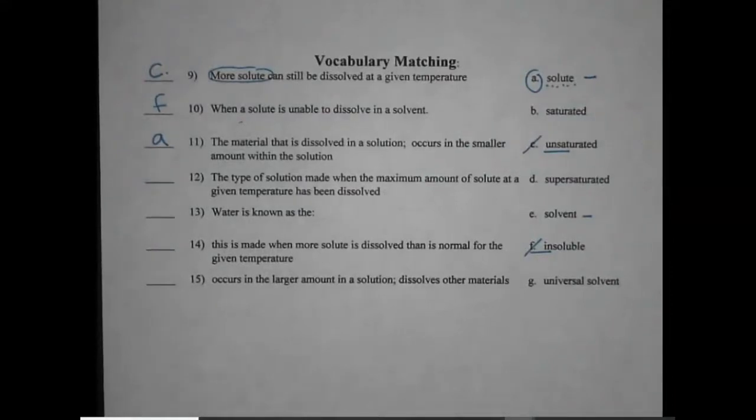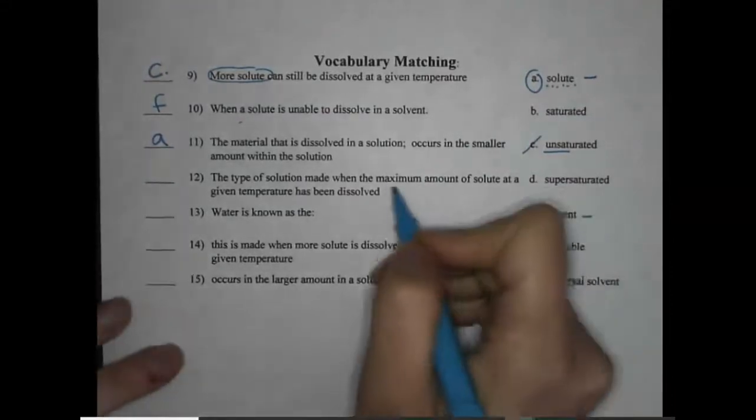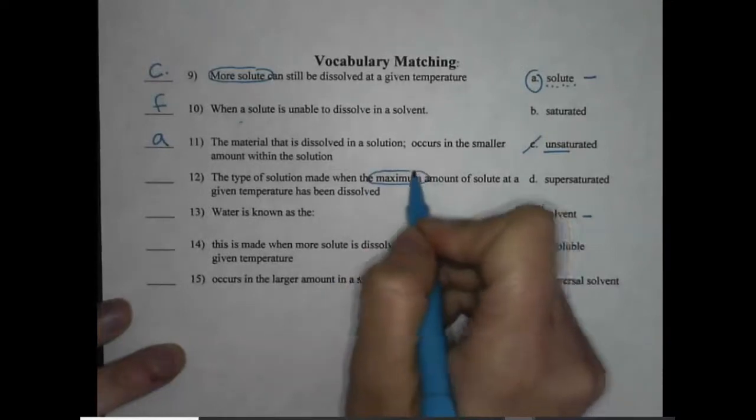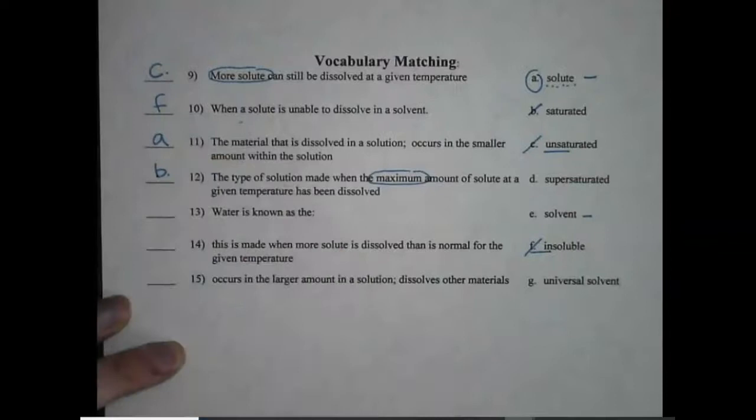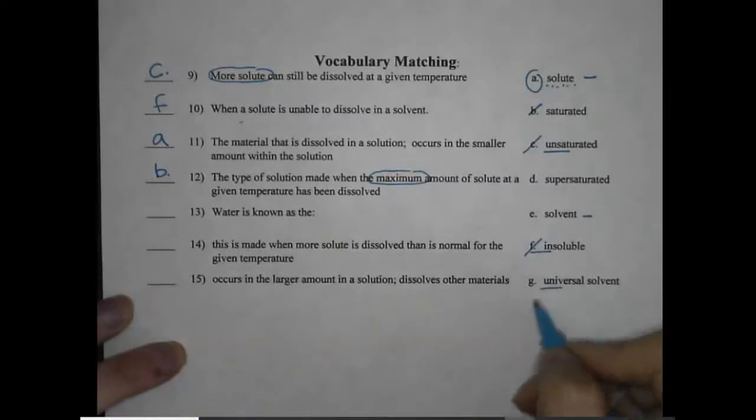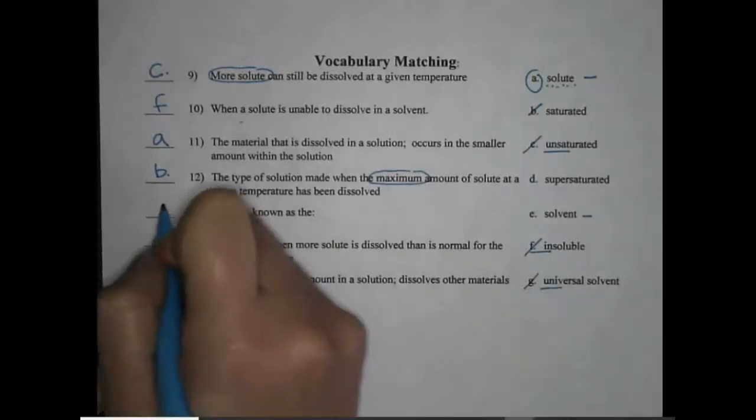Number 12, the type of solution made when the maximum amount is dissolved. Maximum means the full. B, saturated. Water is known as polar. We need that memorized. And it's known as the universal solvent because it can dissolve most anything if you give it time.